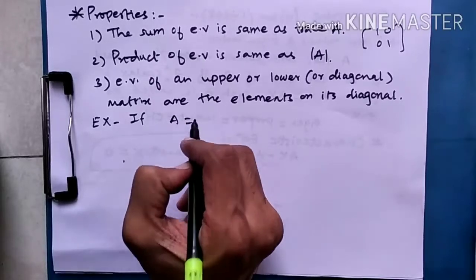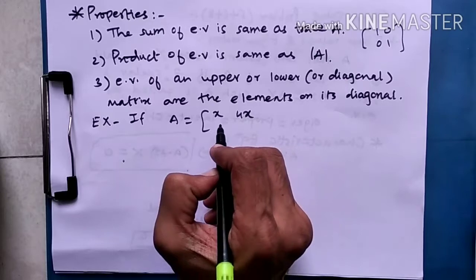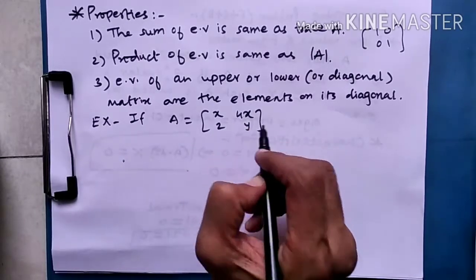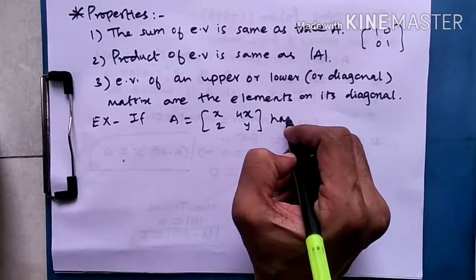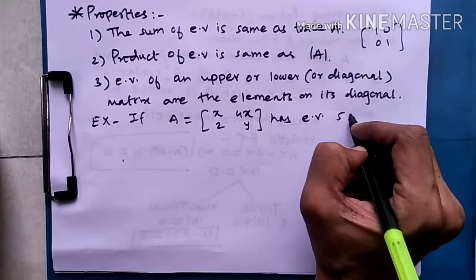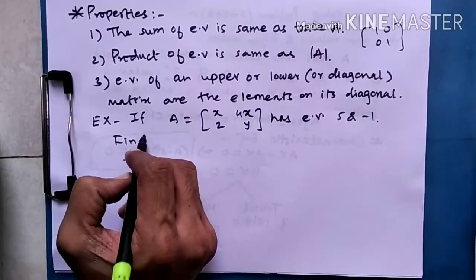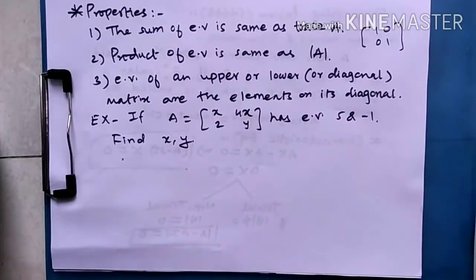So a square matrix of order 2 is given. Elements are x, 4x, and second row is 2 and y. And its eigenvalues are also given. That is 5 and -1. We have to just find values of x and y.